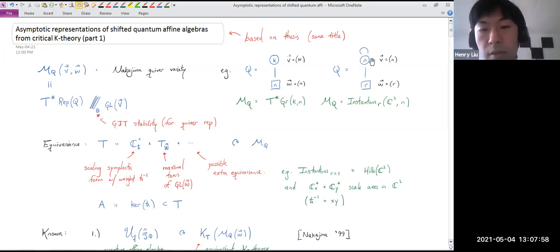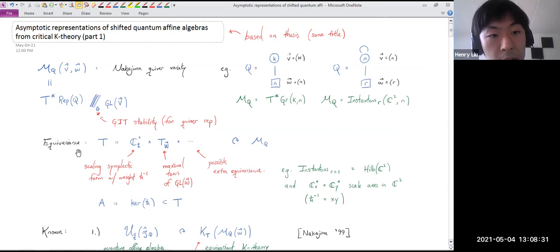If in addition your single node has a loop attached to it, then you'll get this moduli space of instantons of rank R on C2. I guess the slightly more well-known example of this is when the rank R is 1, in which case this will be the Hilbert scheme on C2. So these will be our 2 primary examples of Nakajima quiver varieties for today and also the next talk.